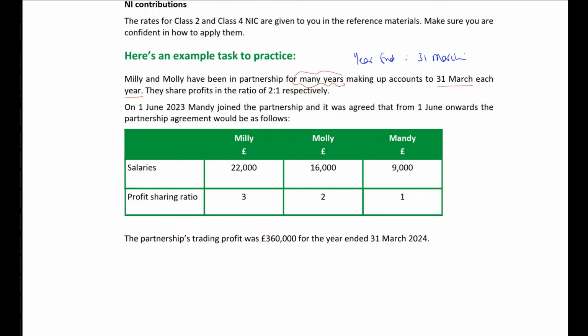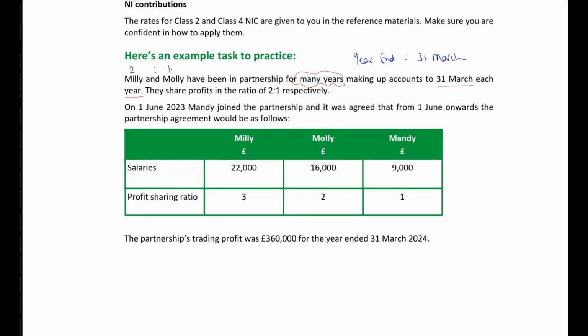What we know about Millie and Molly is that they have been sharing their profits in the ratio 2:1 respectively. So Millie's been getting 2 parts and Molly getting 1. If you struggle with this particular concept, just think of the partnership profit as being like a big cake, that Millie's taking 2 slices and Molly's taking 1.